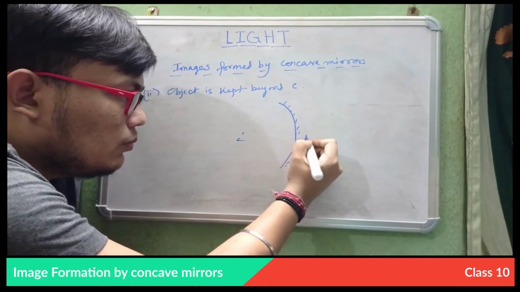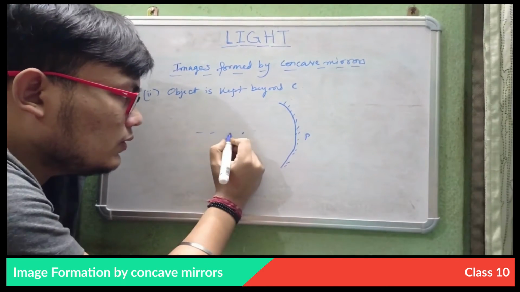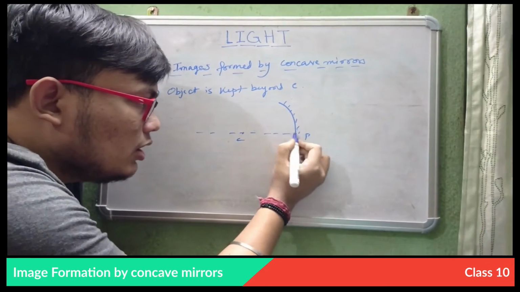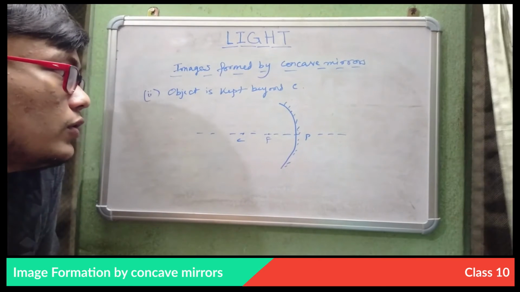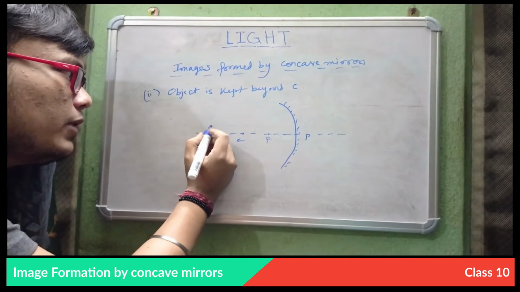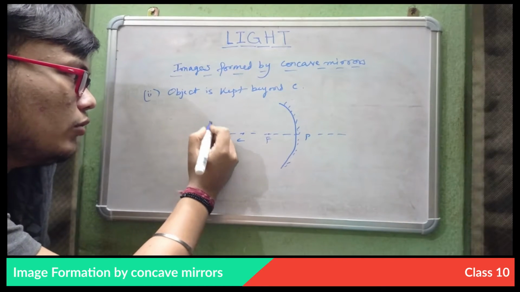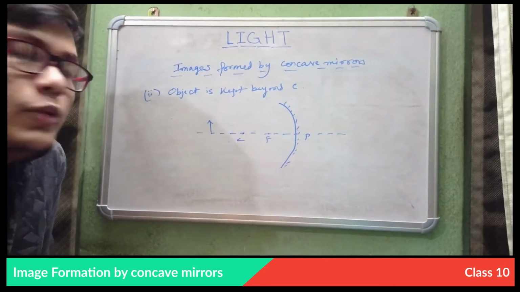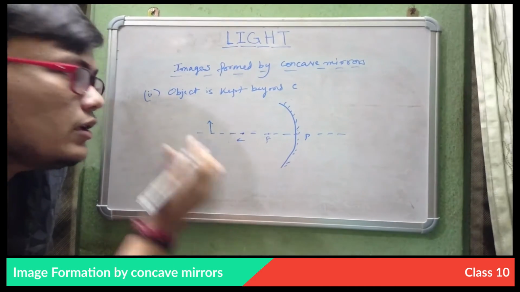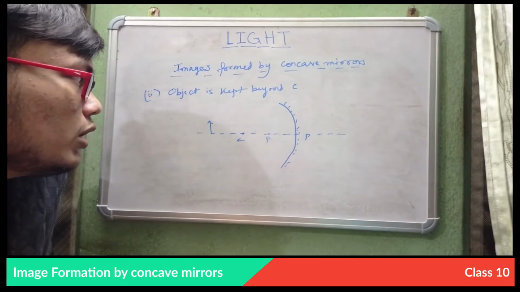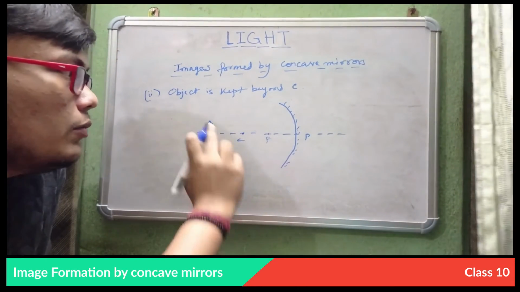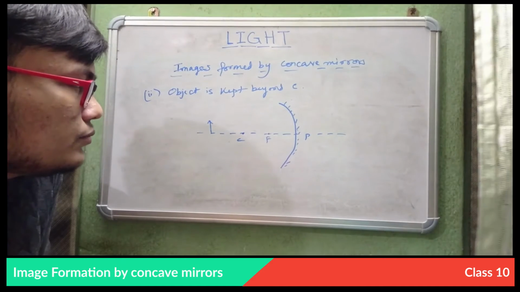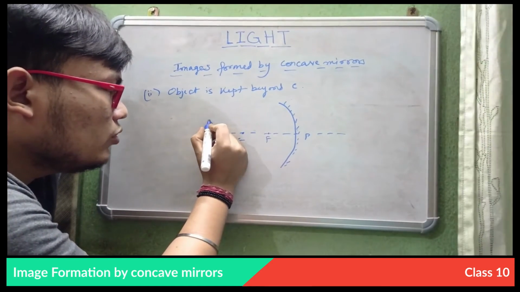See, this is a pole, this is the principal axis, the imaginary line joining the center of curvature and the pole, and this is focus. Okay, so let's say the object is kept at something around here, beyond C, as you can see. So one ray will pass parallel to this principal axis and will pass through focus.